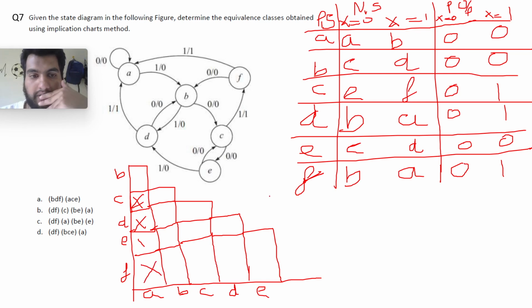Now C and B, they have different outputs. Let's mark cross. C and D have the same output. C and E should be having the same outputs. When I'm at C, I have 0, 0, 1 and E, 0, 1, and now E 0 and D 0.